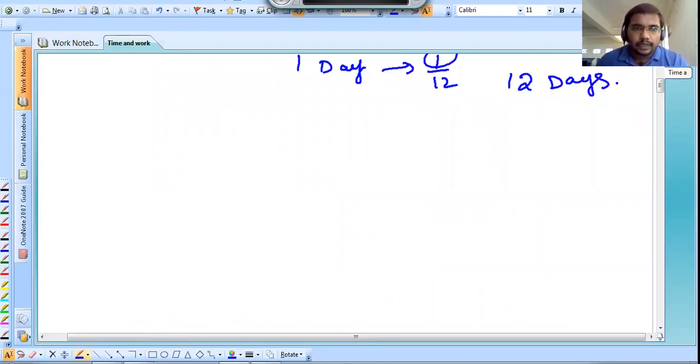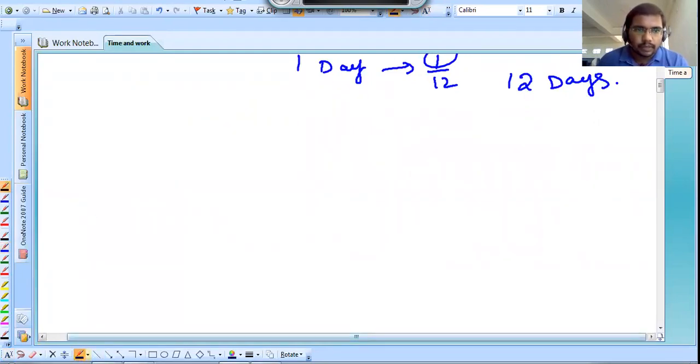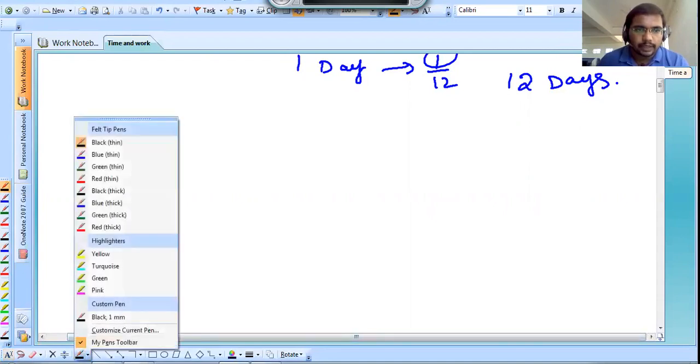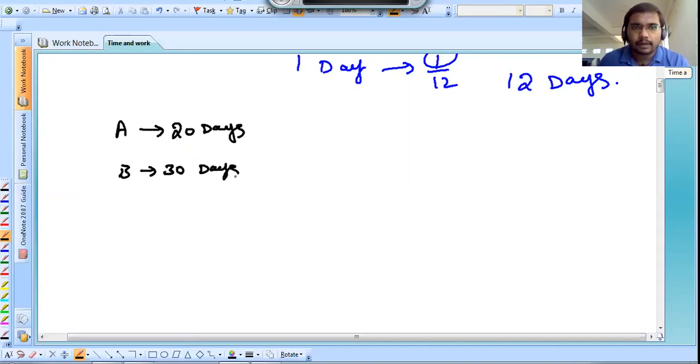For example, A completes a work in 20 days, and B completes the same work in 30 days. This is the time taken. Now come to efficiency. What is the meaning of efficiency? Efficiency is nothing but 1 day work.